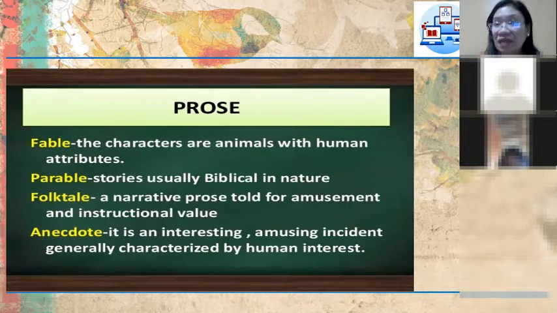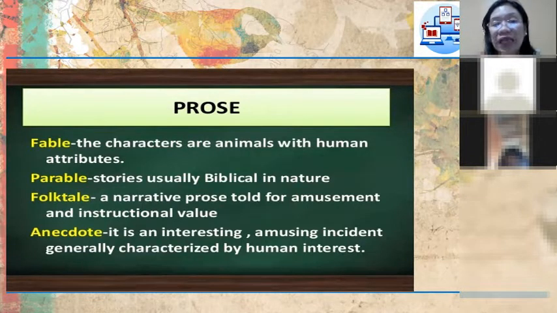The fox and the ant. Okay, those are some of the examples of fable. And then parable. These are stories usually biblical in nature, or these are stories taken from the Bible, like David and Goliath, the parable of a good son, something like that.